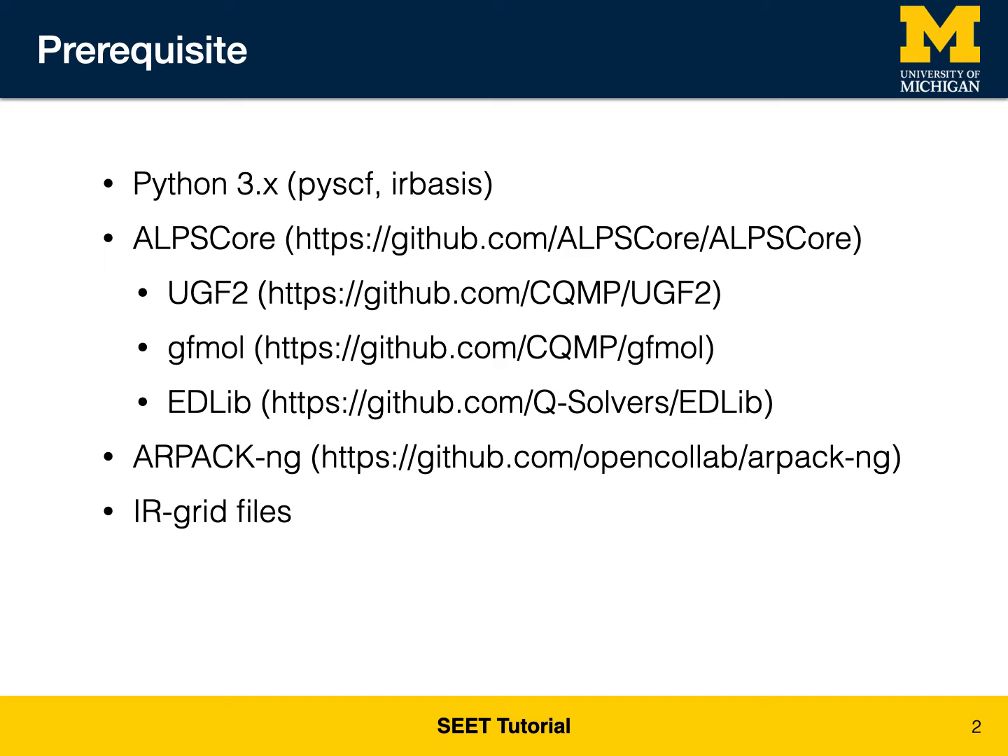Then we need to have GFMOL. It's a molecular GF2 GW solver that we use for the double counting solution. Then we need some impurity solver. In this particular case, we'll use EDLib, which is an exact diagonalization solver. And for the exact diagonalization, we need to have RPACK. And for the rest of the simulation, we need IR grid files for the sparse imaginary time grid sampling. So first, let's start with building everything starting from ALPSCore.